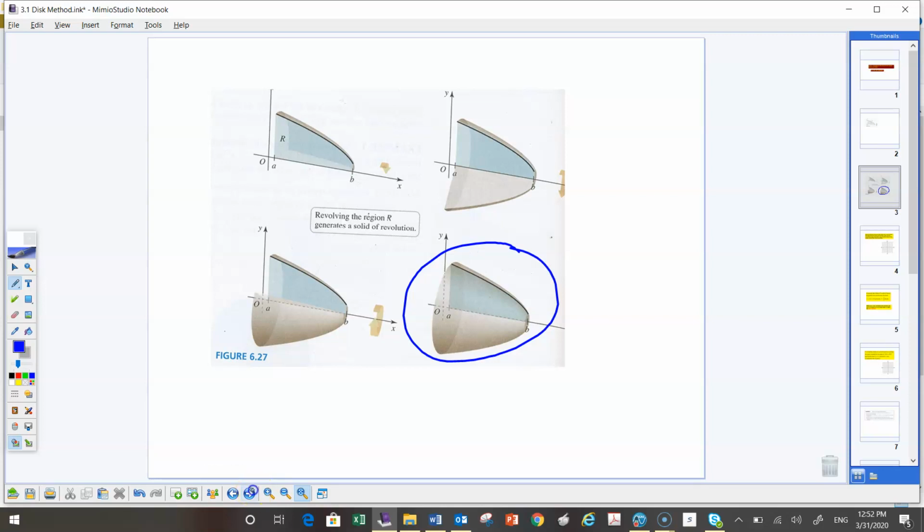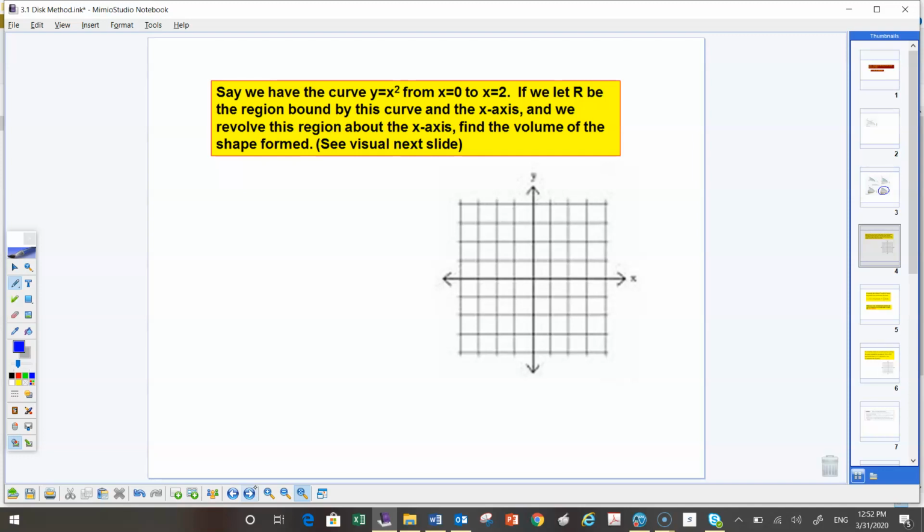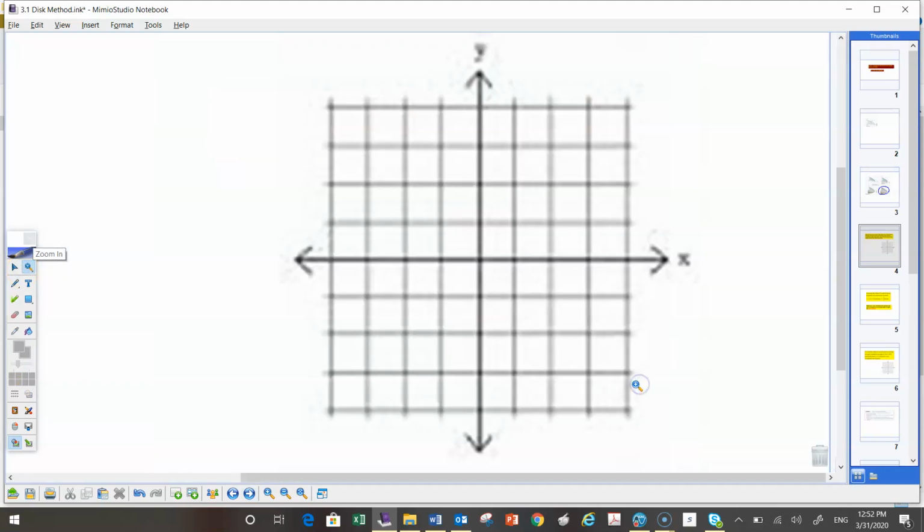So let's take a look at an example and see if we can come up with a way that we can do this. Say we have the curve y equals x squared. The region R is bound by that curve y equals x squared, the x-axis, and the two vertical lines x equals 0 and x equals 2. If we draw a sketch of our function, first of all, we know when x is 0, 0 squared is 0. When x is 1, it's 1. When x is 2, it's going to be 4. And if I was to draw that, I would get a parabola.